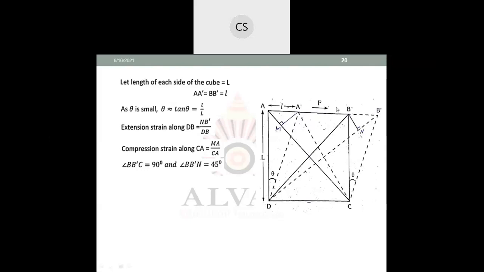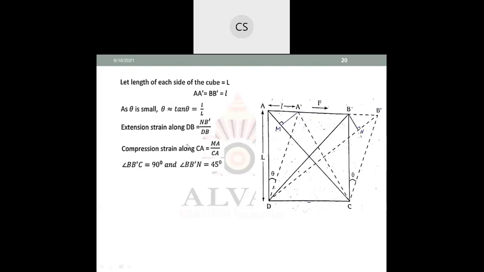Which one is right angle? ABC. Angle ABC is a right angle, 90 degree. Can you agree? All of you agree? If you agree, put it as yes in the chat box. Quick reply. Yes, yes. People say it is yes. Okay, right. So angle ABC is 90 degree. Correct. So now in the figure B dash C is not 90 degree.